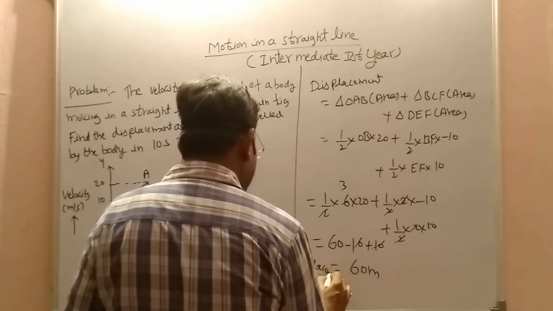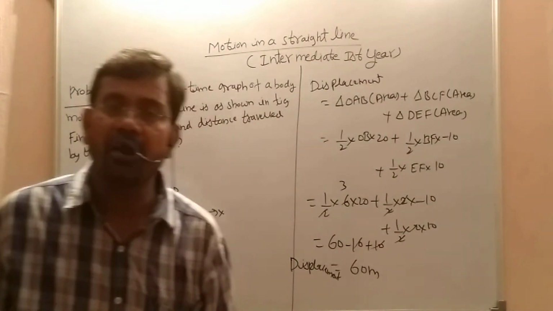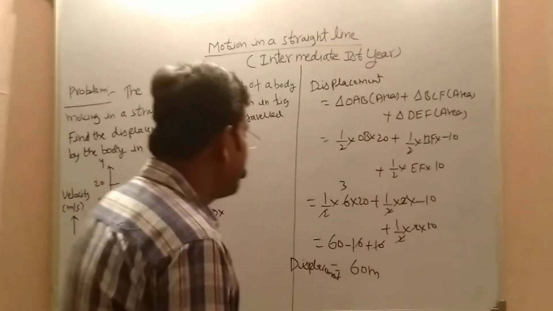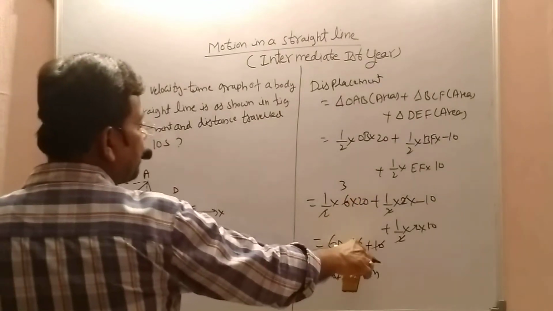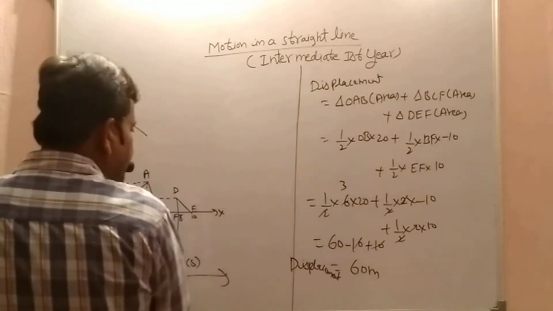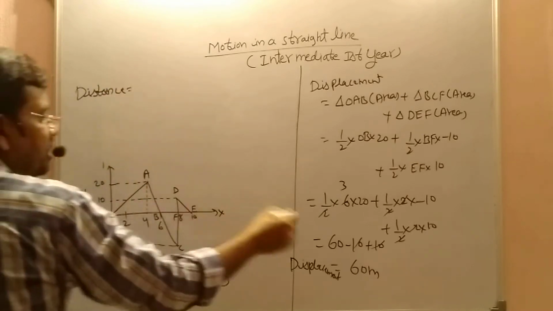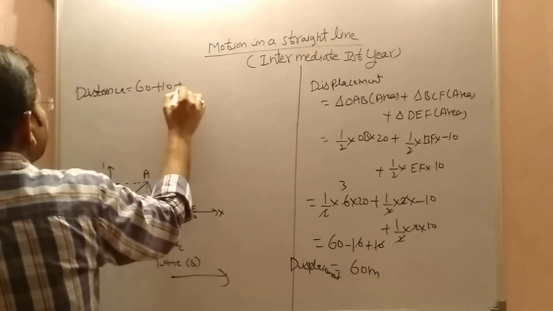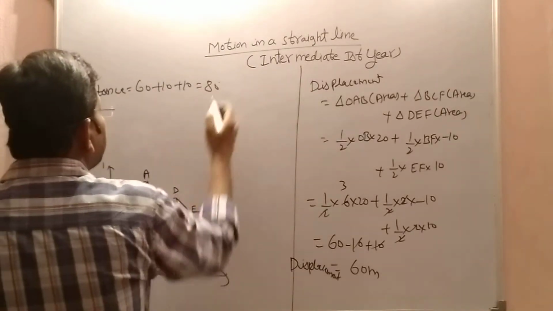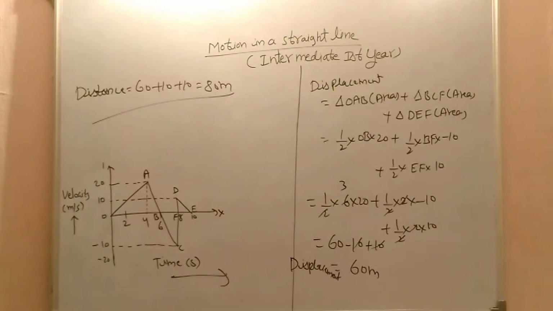Same in the case of distance, what happens? No need to consider the direction, so all things become positive only. Things are the same, but negative should not come. So now, distance. In the same way, when we are taking distance, no need to consider direction. So 60 plus 10 plus 10. So totally 80 meters is the distance and 60 is the displacement. So that is the process for doing it.